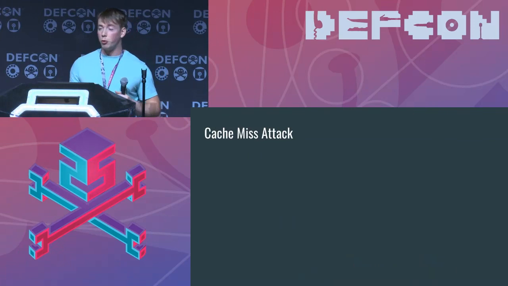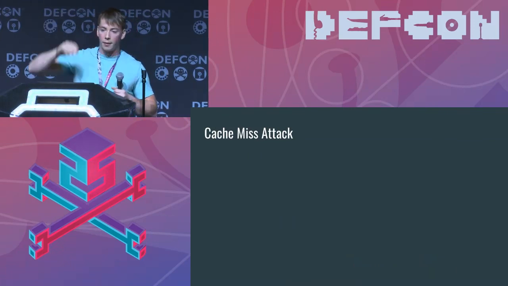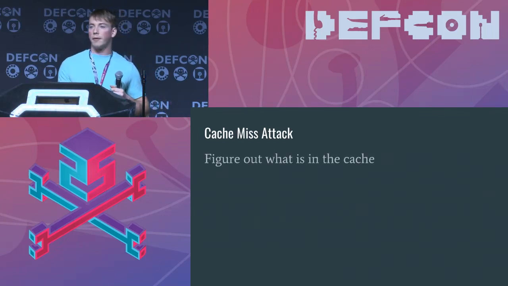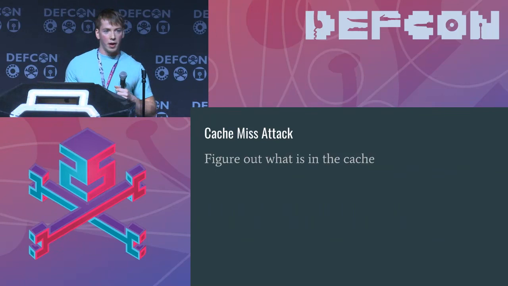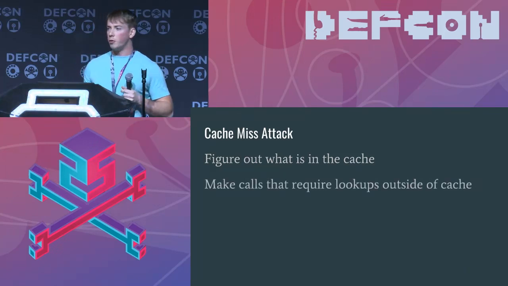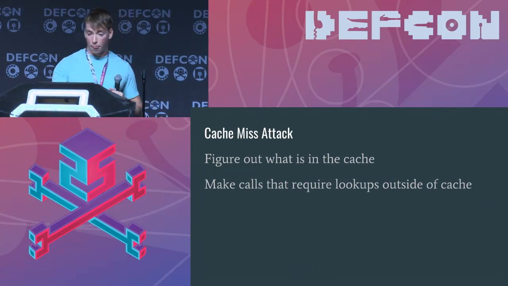And now if you Google cache miss, you're going to find stuff for Intel processors. This is much higher in the stack. And really all we're doing here is to figure out what's in the cache. Obviously, if you're testing this in your own environment or for your own company, you might have a good idea what's in the cache. So figure out what's in the cache, and then just make calls that require lookups outside the cache. And often if you specify really large request ranges and object sizes, you can actually perform this.